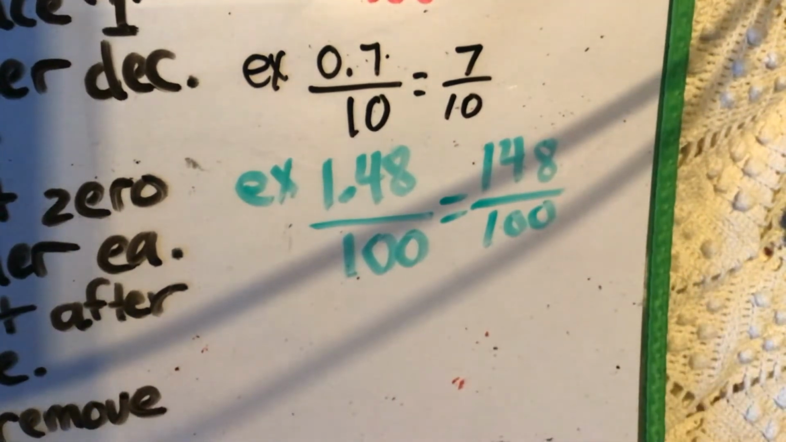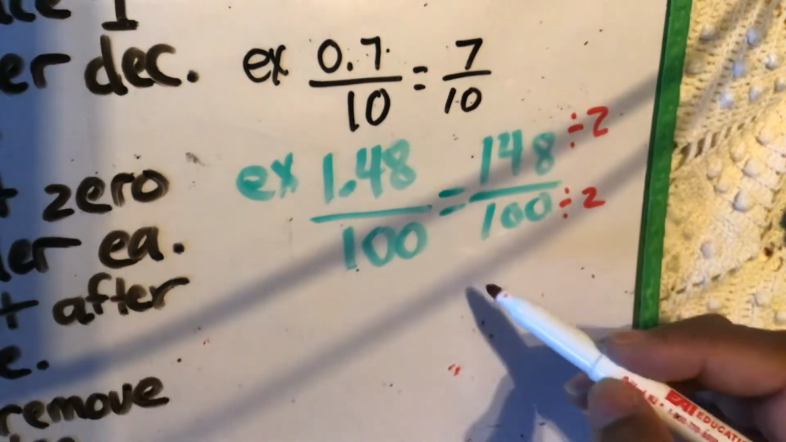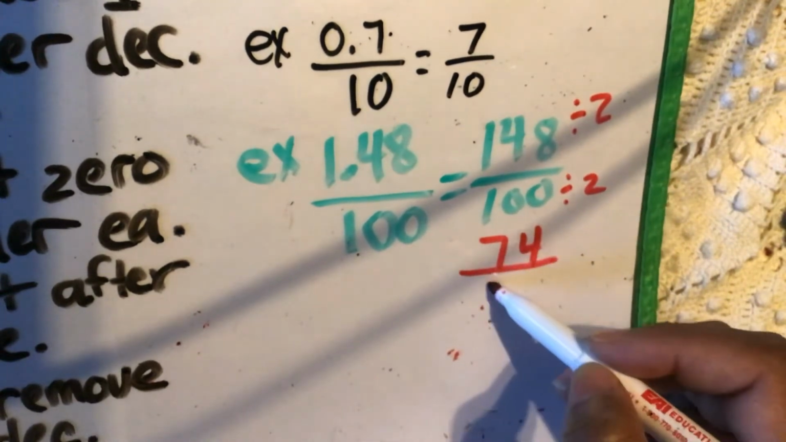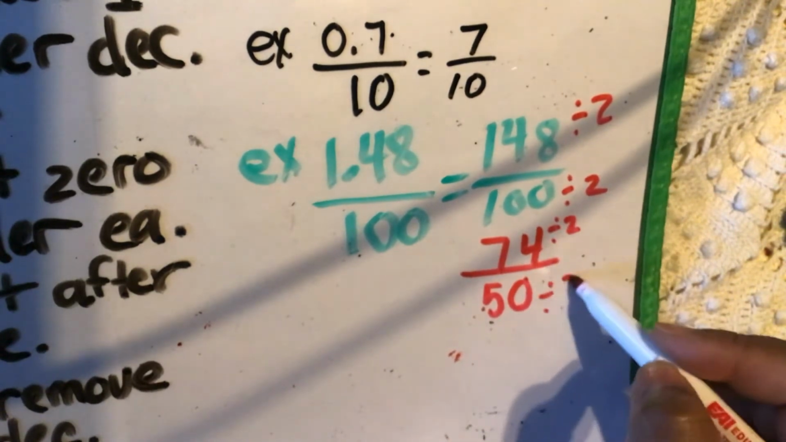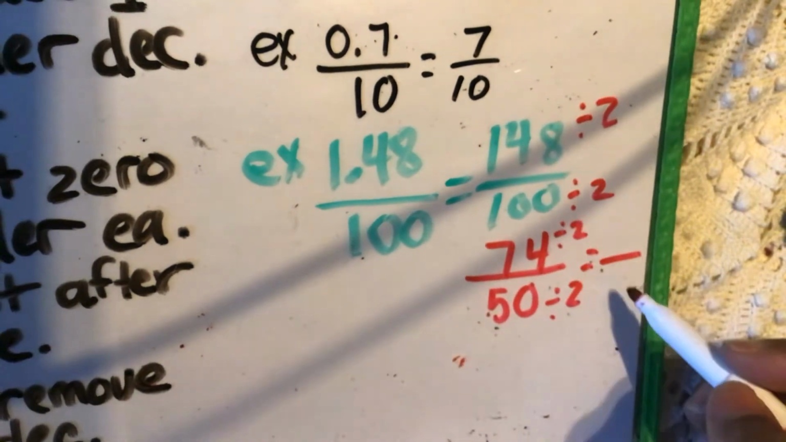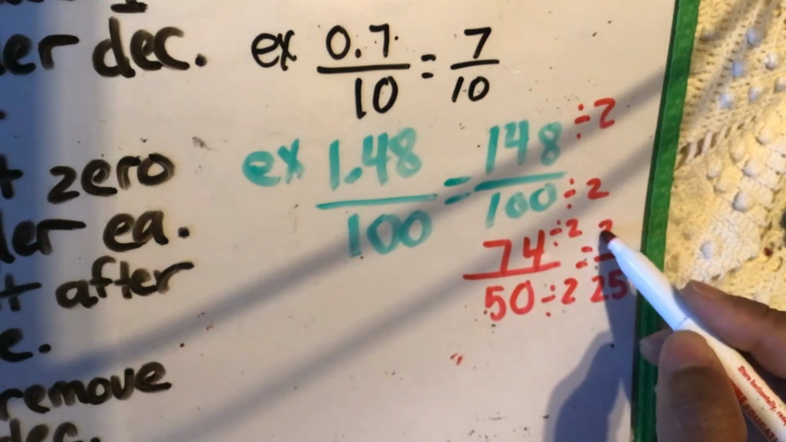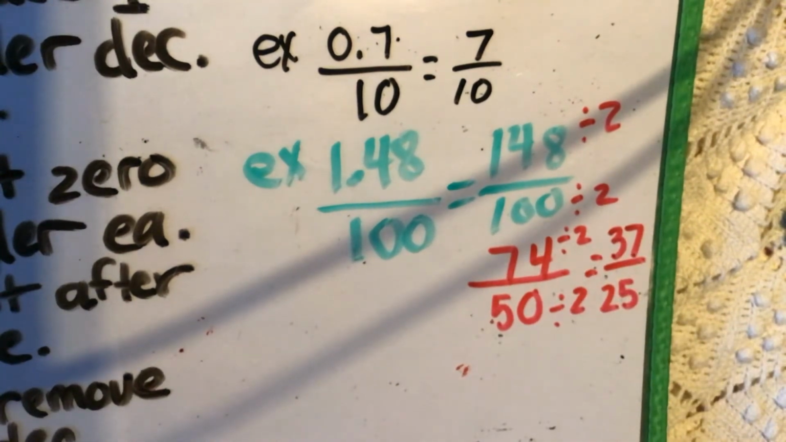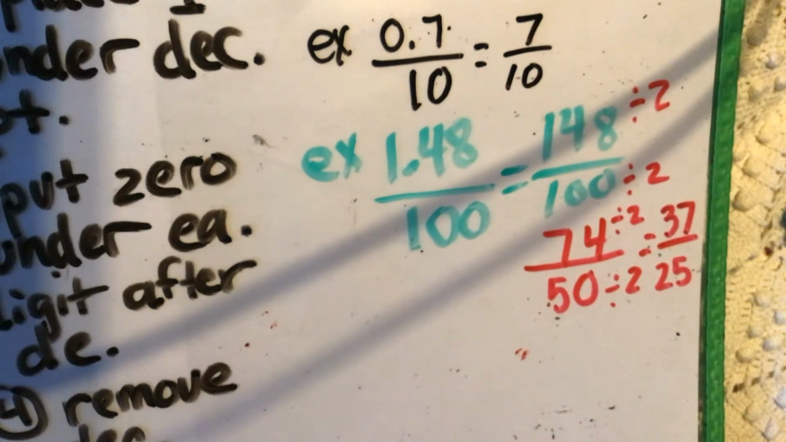And if I can reduce, I should, and I certainly can. These are both even. So when in doubt, try to divide by 2. So I'm going to divide the top by 2, divide the bottom by 2. I'm going to get 74 and 50, which means I could do it again. Divide by 2, divide by 2, which means I should have divided by 4 the first time. I get a 25 on the bottom, and on the top I get 37, so 37/25. And we're just going to leave it like that. Do not make that a mixed number. Don't worry about that.